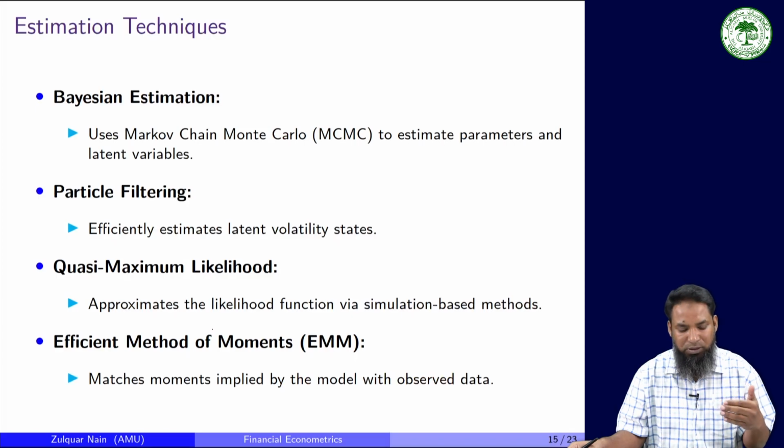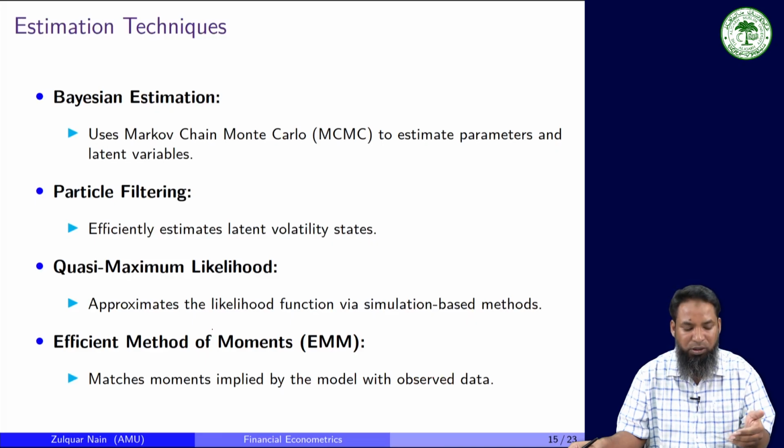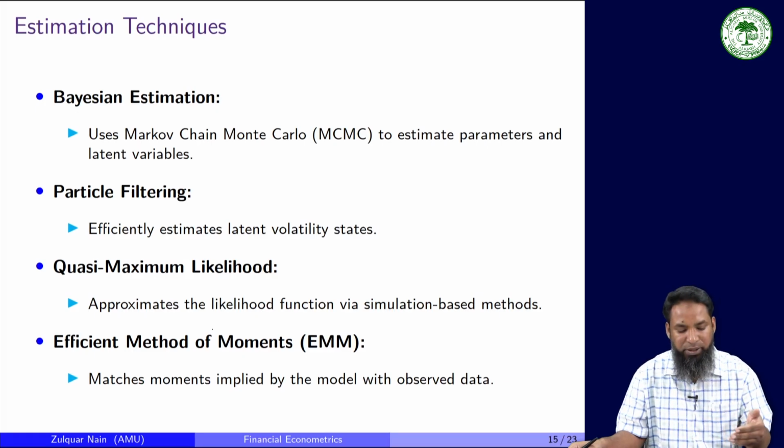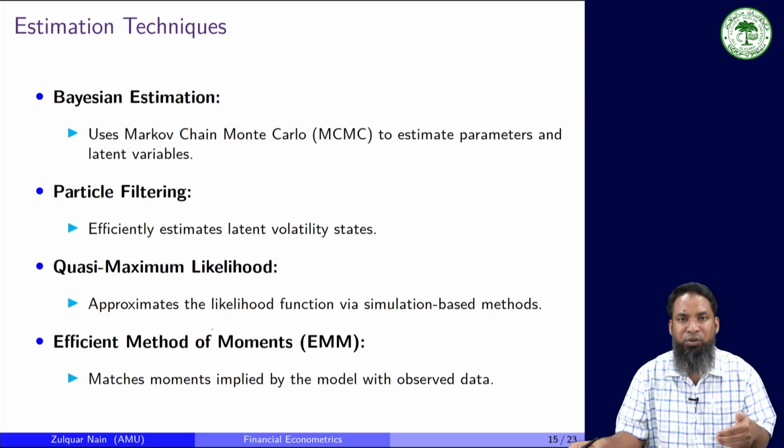Again, like the stochastic volatility models, we can estimate this model using either Bayesian estimation, particle filtering, the quasi maximum likelihood method, or the efficient method of moments. Any of these methods could be used to estimate the parameters of the stochastic volatility models with the leverage effect.